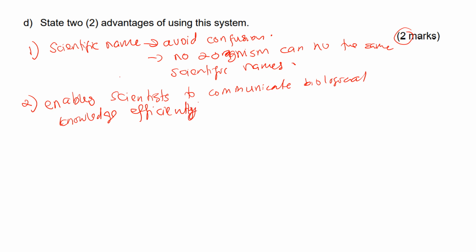Obviously, you can add more advantages to your answers. For example, by having scientific names, or binomial nomenclature, this will help in recording the world's biodiversity. Every organism will have its own scientific name, and the data of this organism can be recorded efficiently. This also helps strategies for protection and conservation of endangered species.